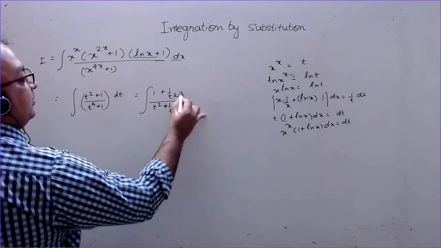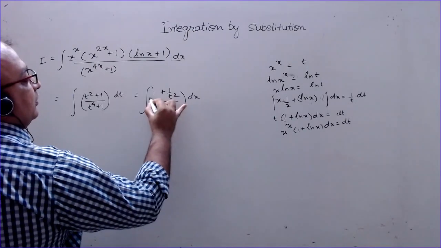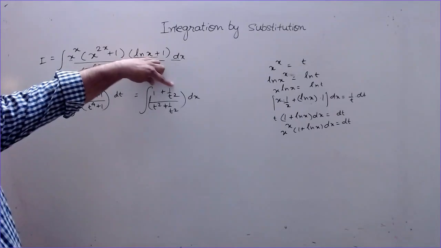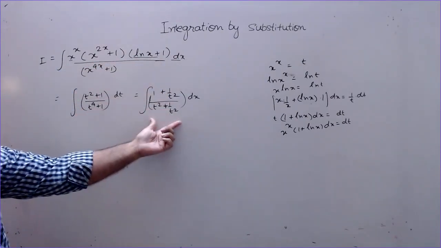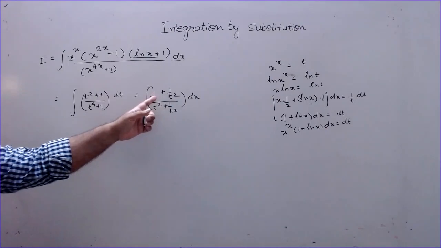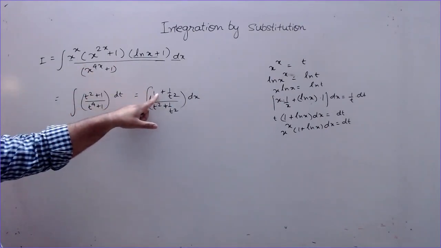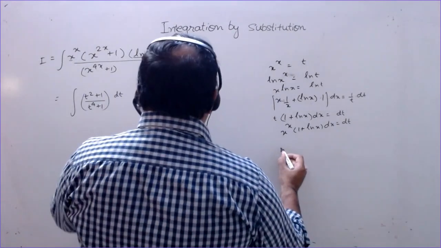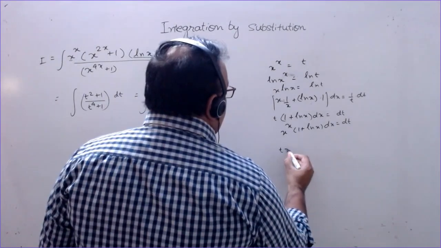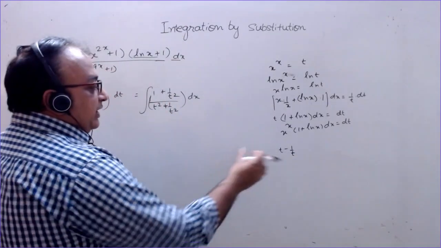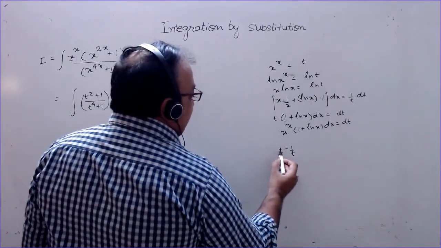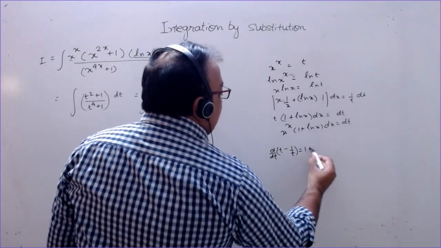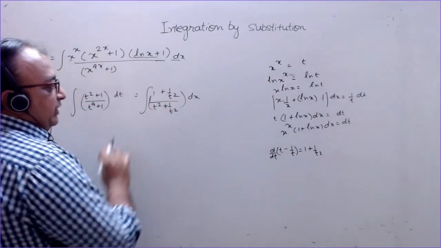So this type of expression is self-explanatory. This function is the derivative of one function here. If you find what the function is, the derivative of this is 1 plus 1 by t square. So if I write here t minus 1 by t, and if I get this in the denominator, the derivative of this, d by dt of this, is 1 plus 1 by t square, what we are having here.